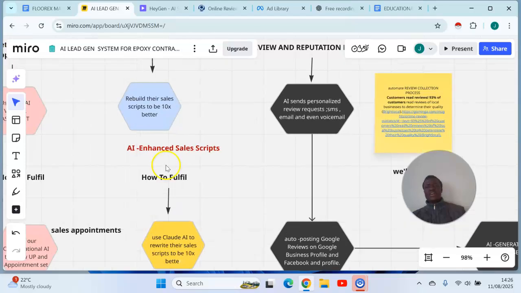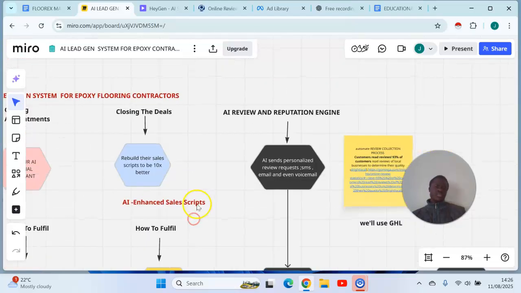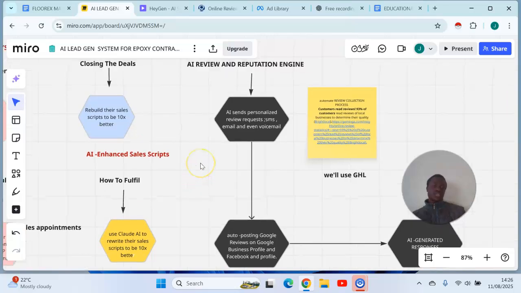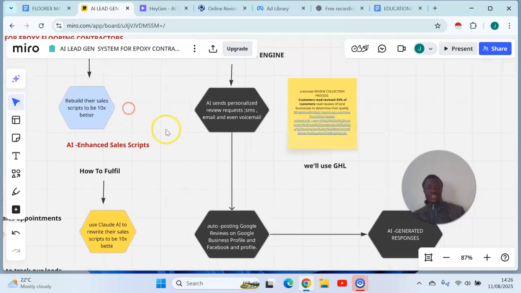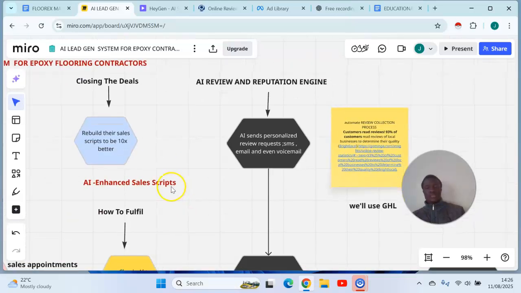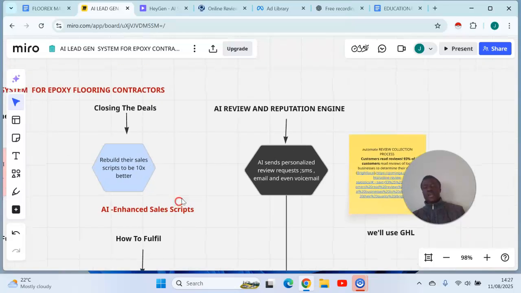Basically here, what we realize is that many contractors are good at the skill, but on the sales side of things, many lose a lot of deals just because of the sales processes that they take. So how you manage your sales processes is really key. Sales is one of the most important aspects of this system. If you don't know how to close deals, then you're basically losing a lot. So this is where AI will come into place.